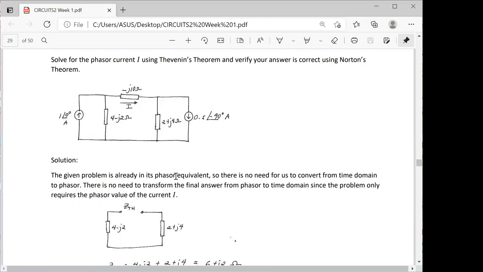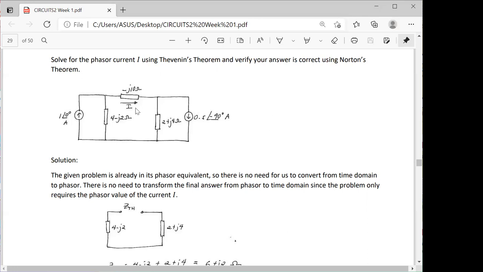So there's no need for us to convert from time domain to phasor. There's no need to transform the final answer from phasor to time domain since the problem only requires the phasor value of the current, capital I. As you can see here, we don't need to consider the time domain of the current I because in our given problem, the required is phasor current. You don't need to convert this phasor current into time domain.